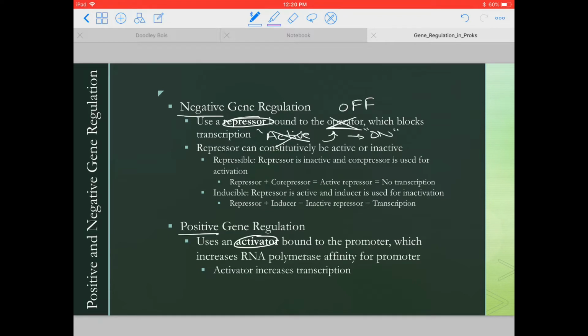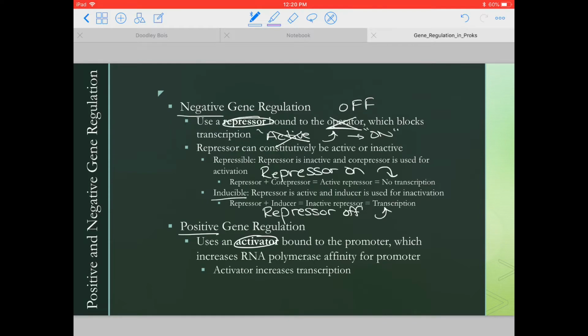In other words, repressors can constitutively be active or inactive and be turned on or off. Anytime you turn on a repressor, that means you're going to have no transcription. If its repressor is off, you're going to get transcription, essentially inducing transcription to happen by turning the repressor off.